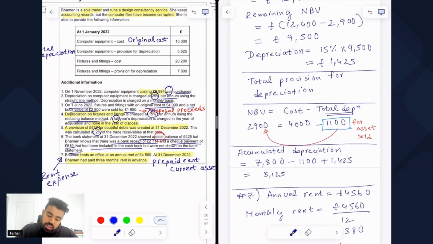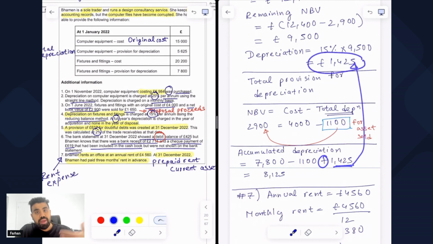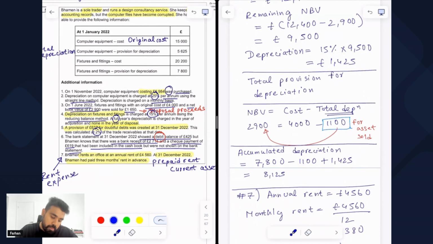Then we subtracted 1,100 pounds, which reflects the removal of the asset that we have disposed. And then we added a further 1,425 pounds, which simply relates to the depreciation expense for all the remaining fixtures and fittings in the books for the current financial year. So once we do that, we arrive at 8,125 pounds for the accumulated depreciation of fixtures and fittings.